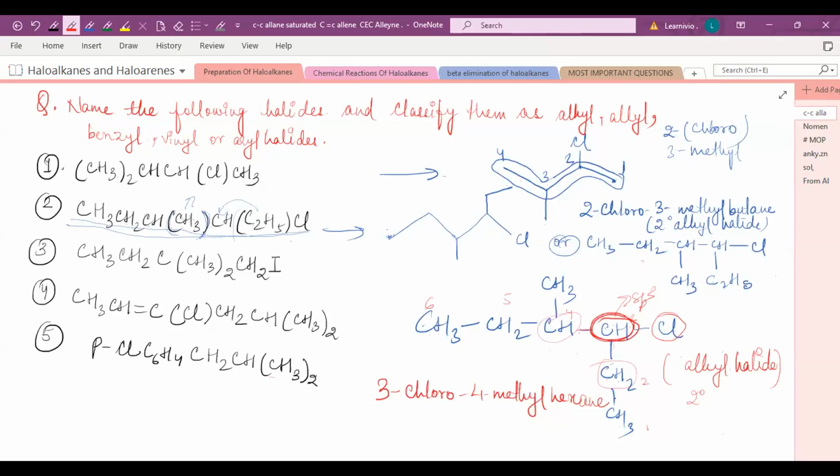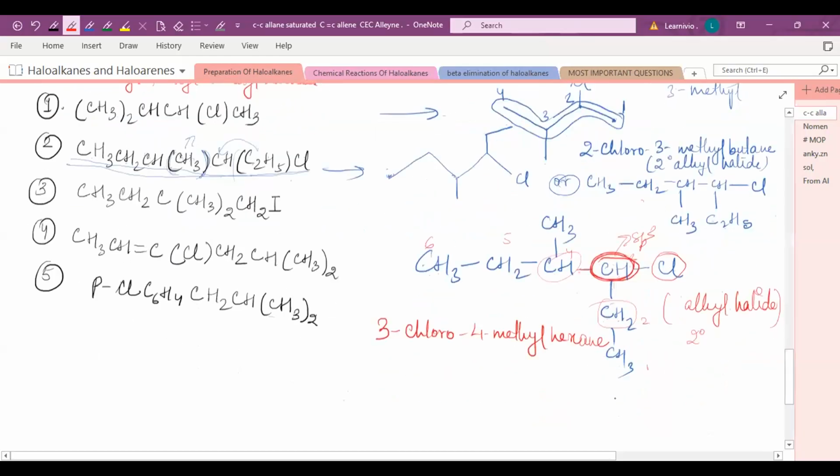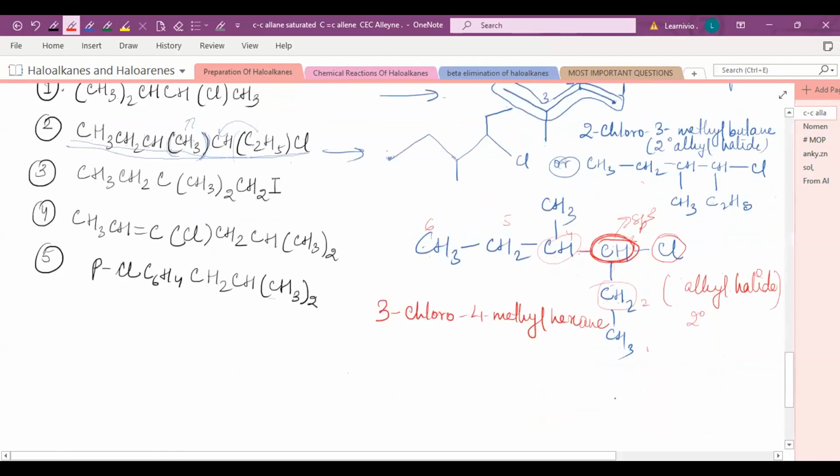It's clear, I think. So do the third and fourth question. First, try to draw the structure, as I explained step by step. After that, try to write down the IUPAC name, and after that, just classify them as alkyl, vinyl, etc. Very simple. Just do the question step by step.